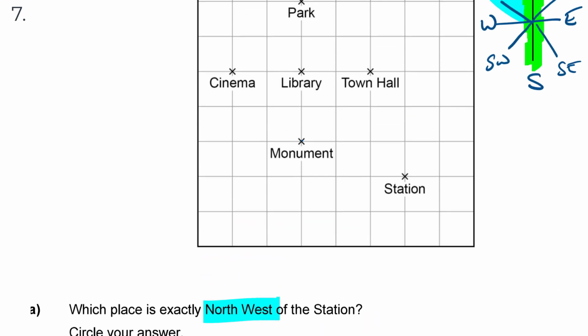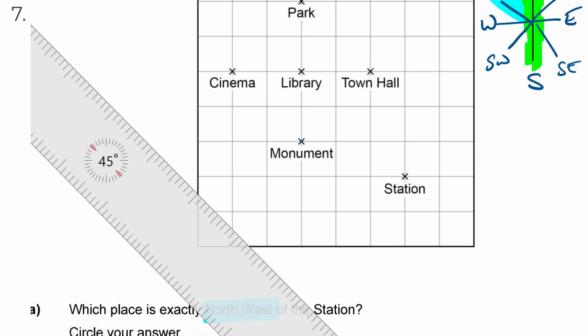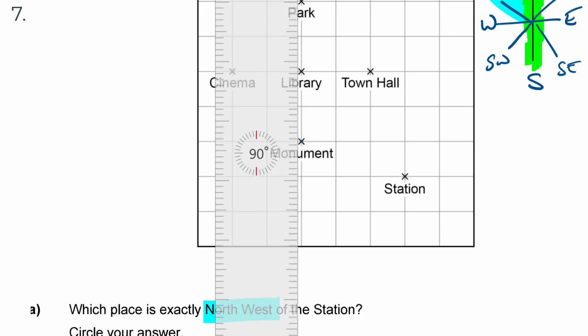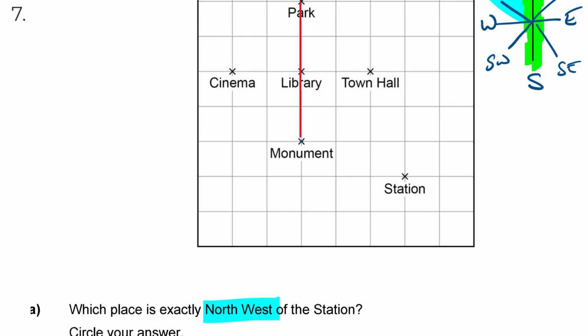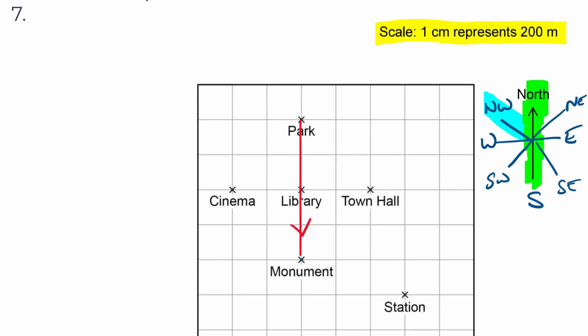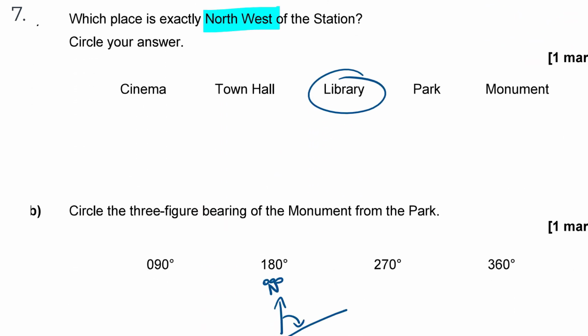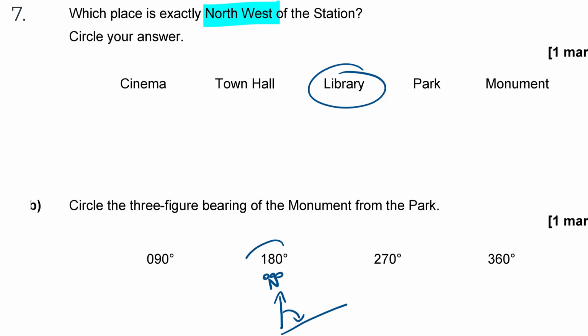So going to the monument from the park, well, you can see going directly to the monument from the park is going directly downwards, isn't it? So let's just mark that one. It's going that direction. Okay, so we said this way is north, so I'm going an angle of 180 degrees around from the north line. So that is going to have a bearing of 180. That one. Any more? Yes.